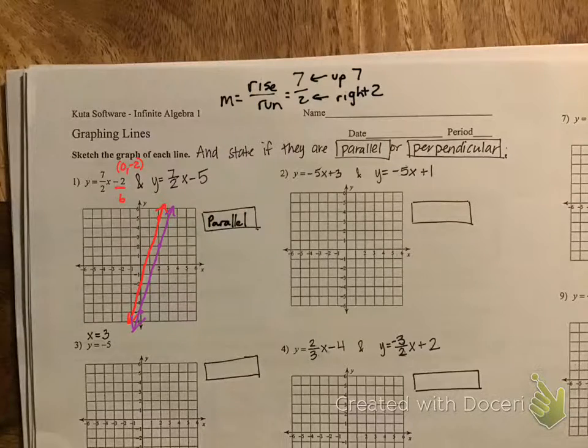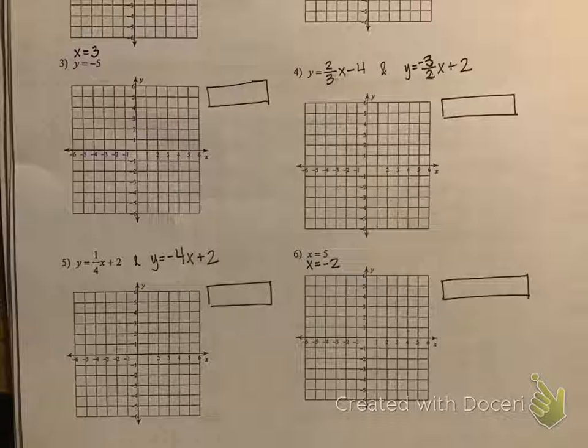Okay. Now I'm going to skip over to number 4. Are there any questions on that one though? All right. Pretty straightforward. Again, you've graphed a number of these lines. It's good to get more practice, though. So for number 4, we've got y = 2/3 x - 4, and y = -3/2 x + 2. So let's start with that first one.